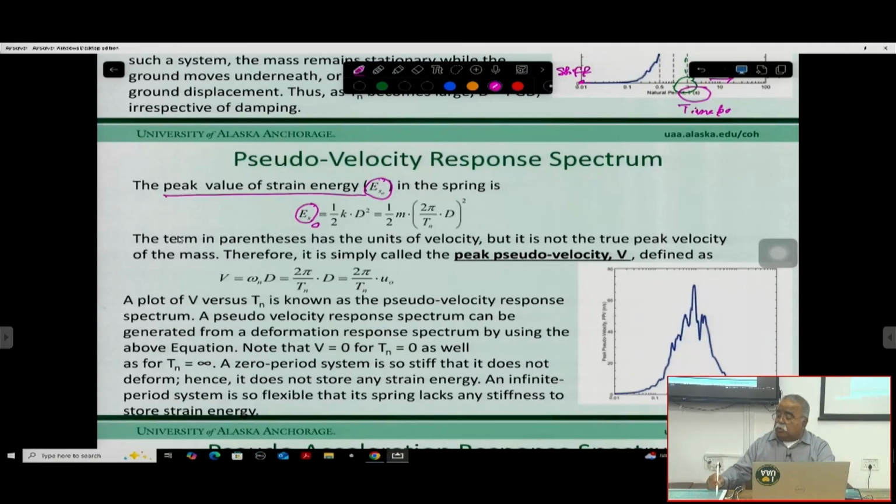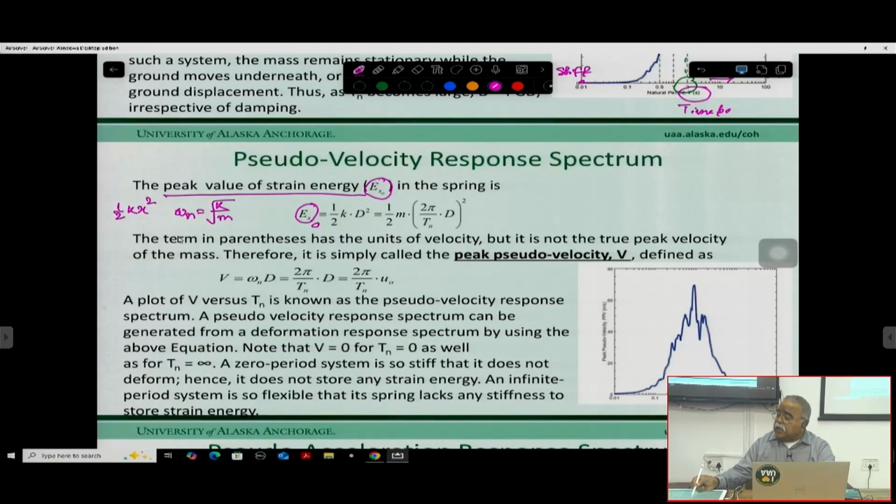So that means half M into half K into X square is basically the spring energy, right? So that half K into D square, if you can calculate, so half K equals to this, is equals to 2 pi by M by omega N. So K, omega N equals to root over K by M.